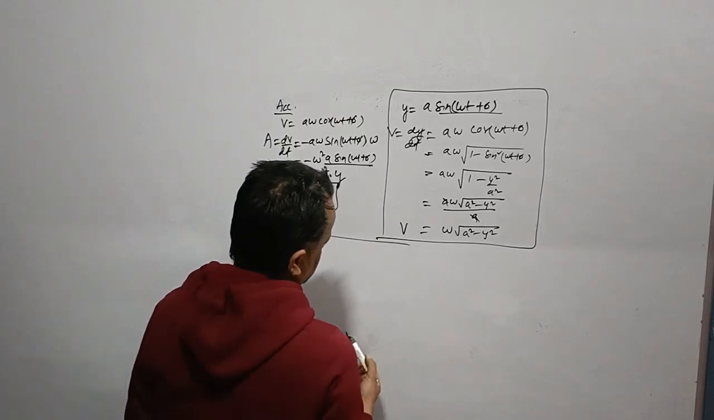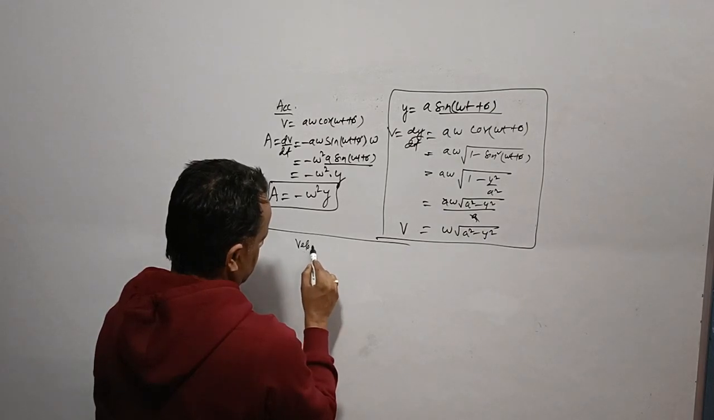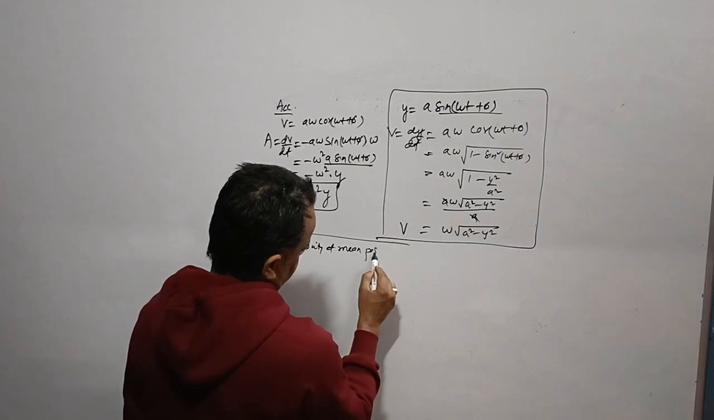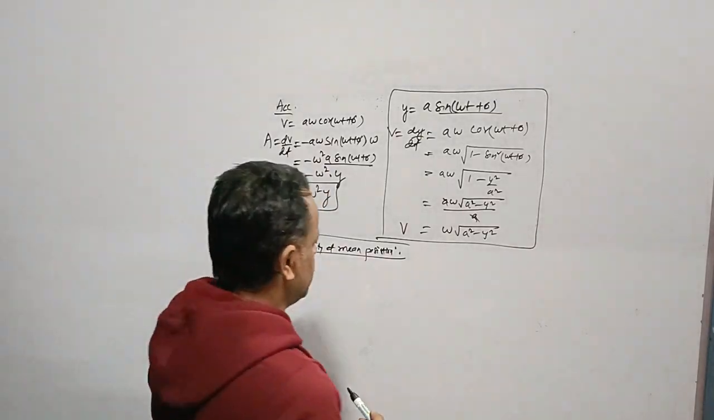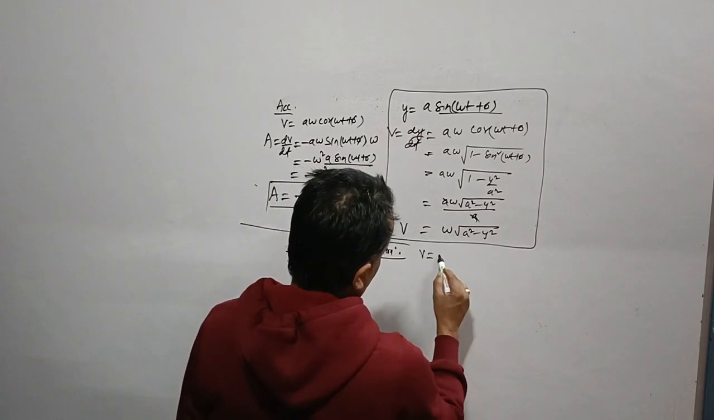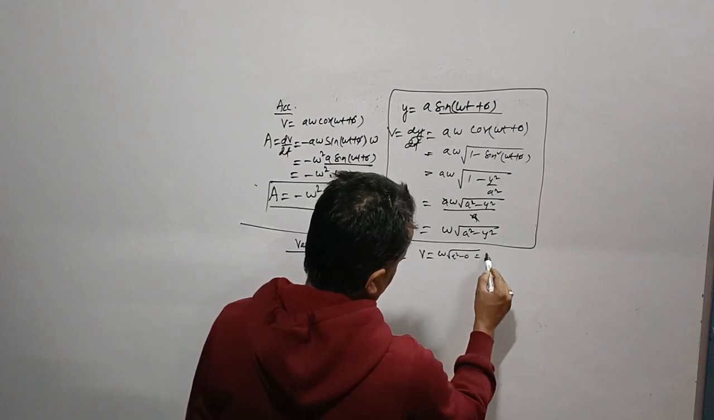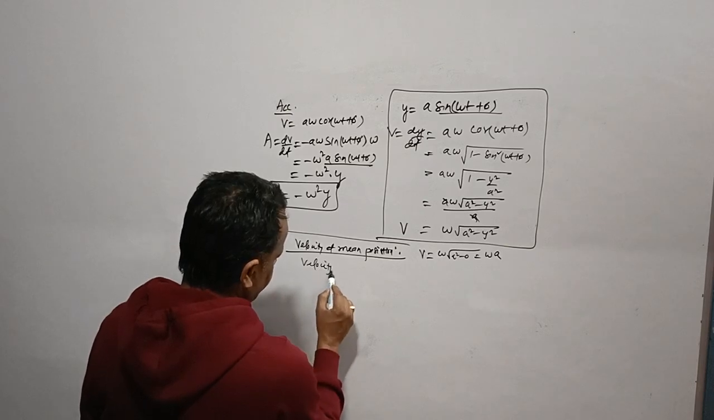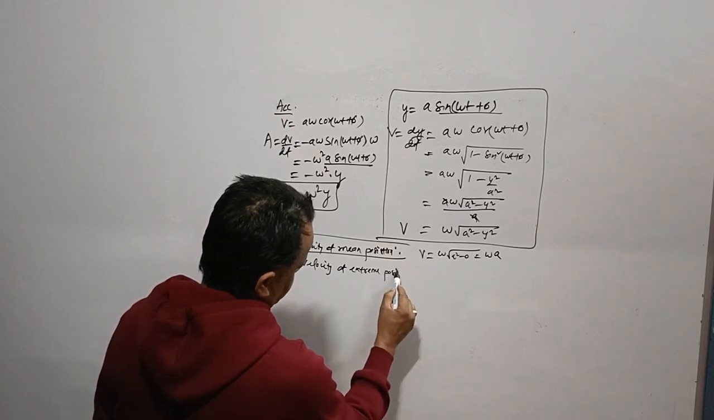See, we have to study two cases: what is the velocity at mean position. From this formula we can get the exact value of velocity at mean position. Mean position means y is equal to 0. In that case, velocity will be omega root of a square minus 0, which is omega into a. Then we have velocity at extreme position.